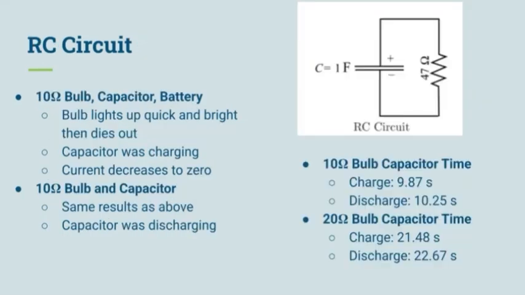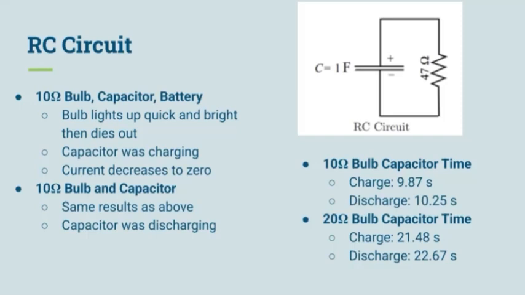For the second part of the lab, the RC circuit started out with the battery, the 10 ohm bulb, and a capacitor. When the circuit was connected, the light bulb quickly lit up brightly, then dimmed out. When the bulb was connected to the capacitor only, again, the light bulb lit up quickly, then dimmed out. When the battery was in the circuit, the capacitor was charging, while in the second circuit, the capacitor was discharging. In both circuits, the current would decrease to 0.